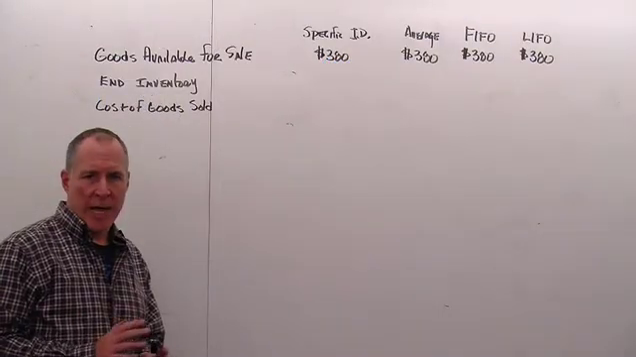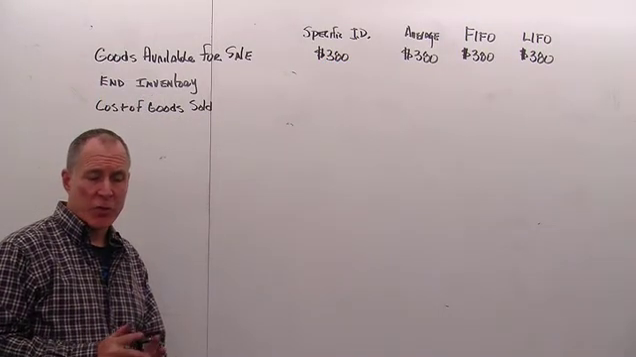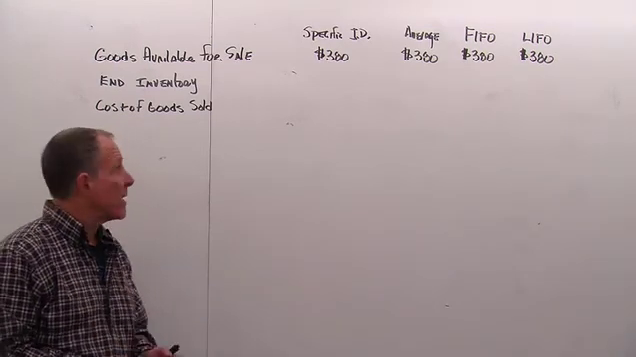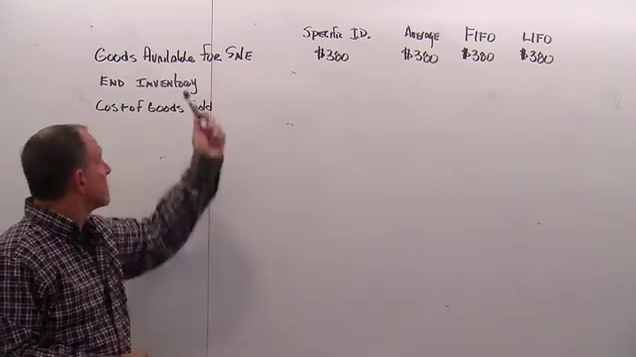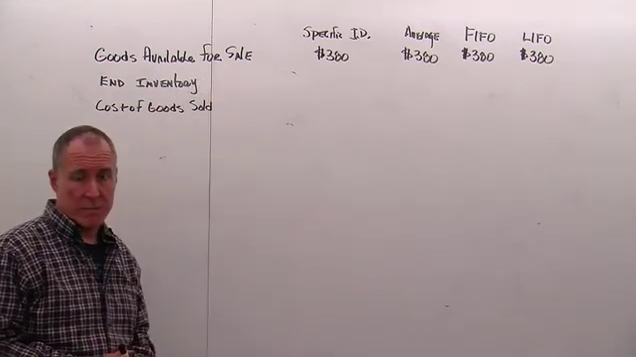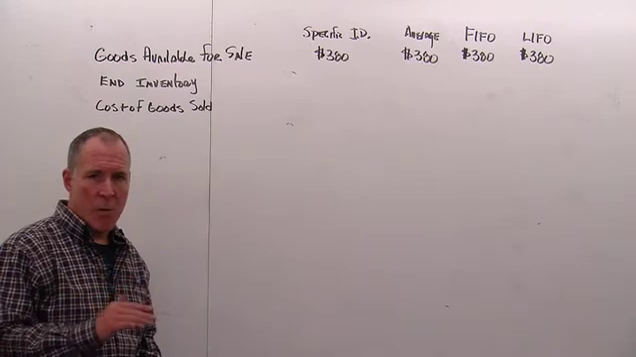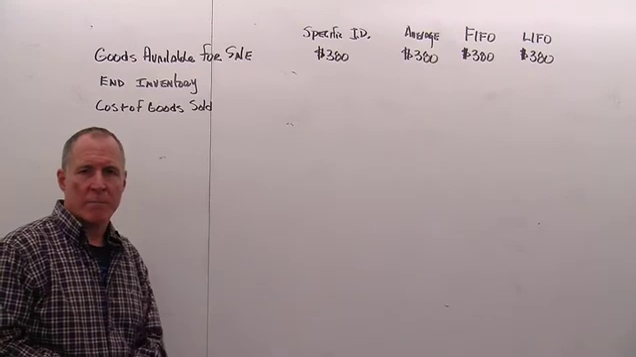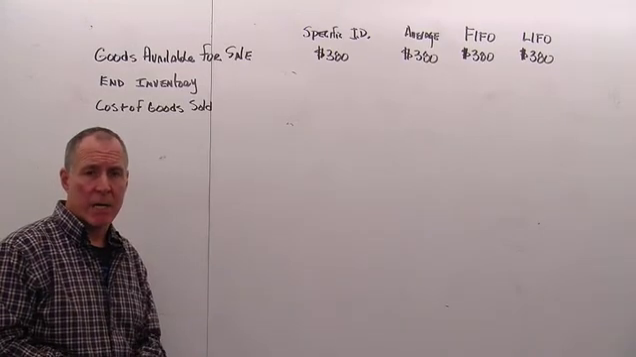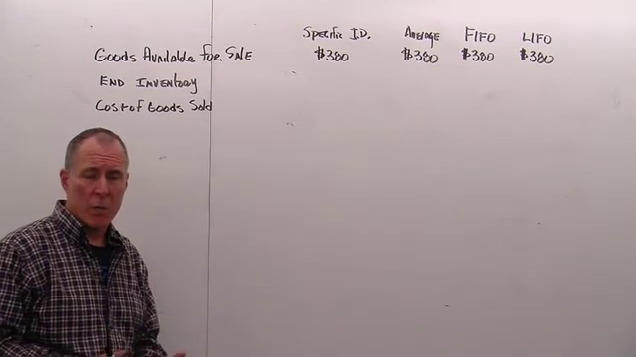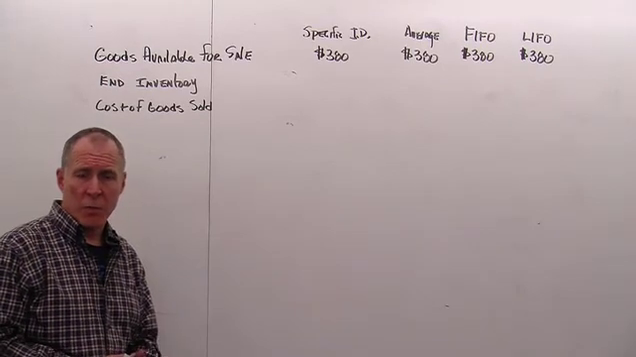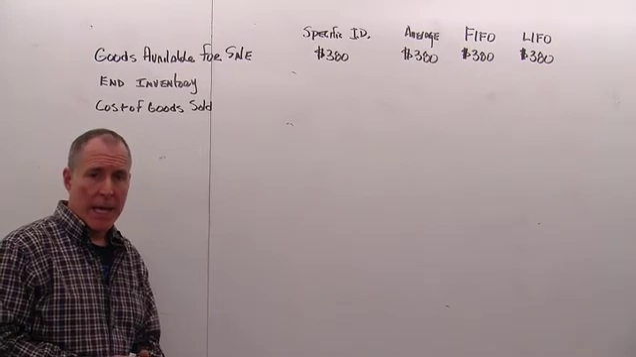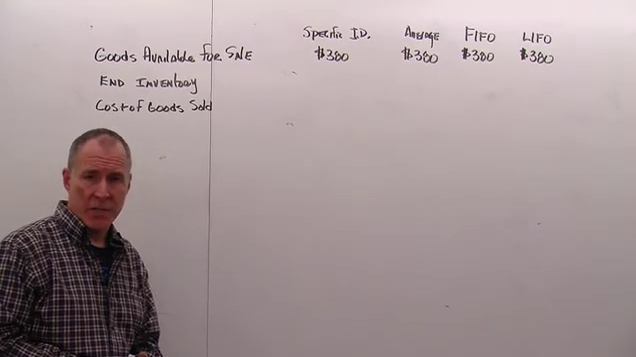Okay, what I want to do now is compare the methods using the problem we just worked out. Up here on the board you'll notice that I have put goods available for sale, ending inventory, and cost of goods sold. Now, under every one of these 4 methods, I have across the top $380 because the goods available for sale under each of these 4 methods was all the same. The difference was, of the 380, how much is going to be allocated to ending inventory and how much is going to be allocated to cost of goods sold.